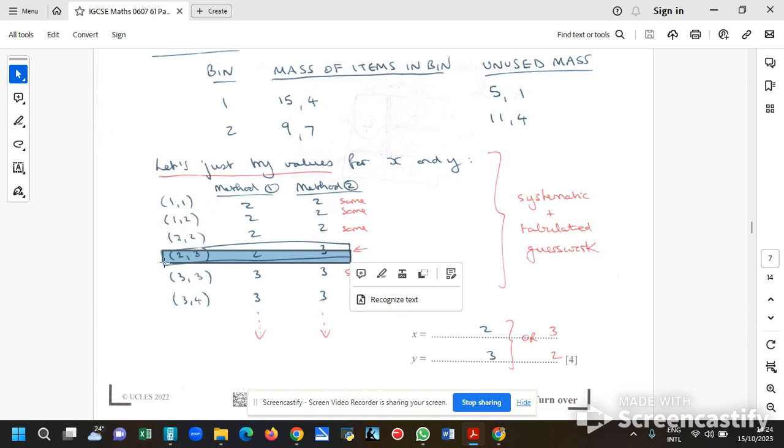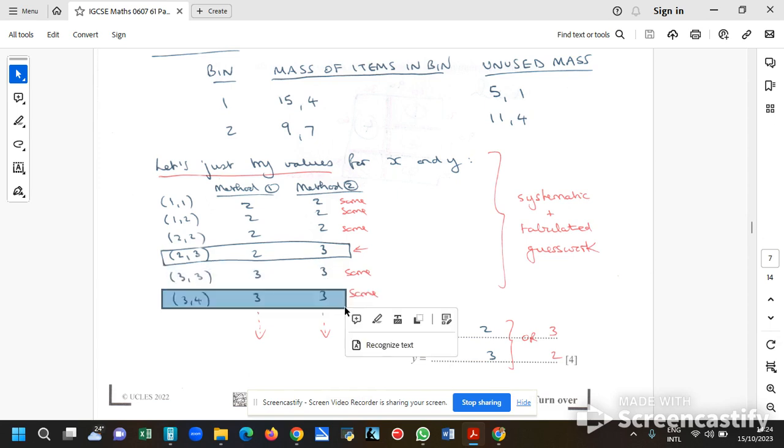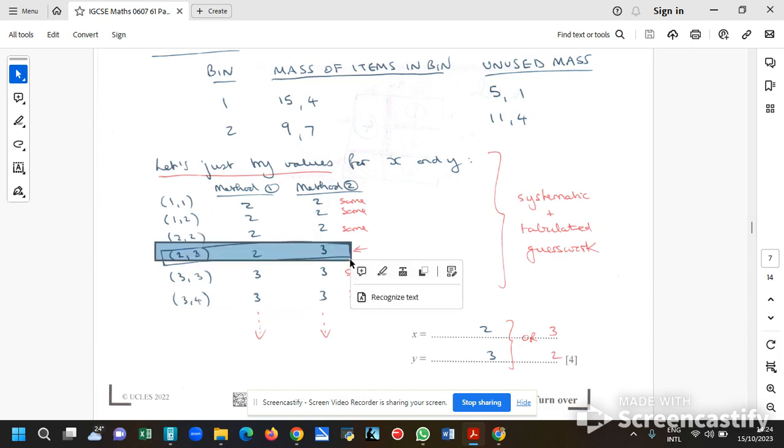But I did go on and check, because 3, 3, X is 3, Y is 3. In that case, you require 3 bins for both method 1 and for method 2. When X is 3 and Y is 4, it's the same. You need 3 bins for method 1 and 3 bins for method 2. So the only one where you need fewer bins for method 1 or more bins for method 2 is 2, 3. And that's the final answer.